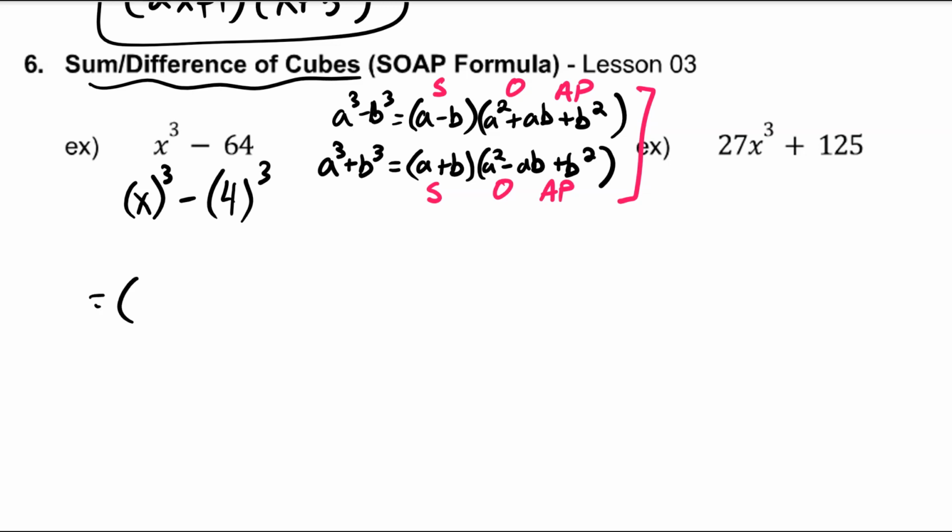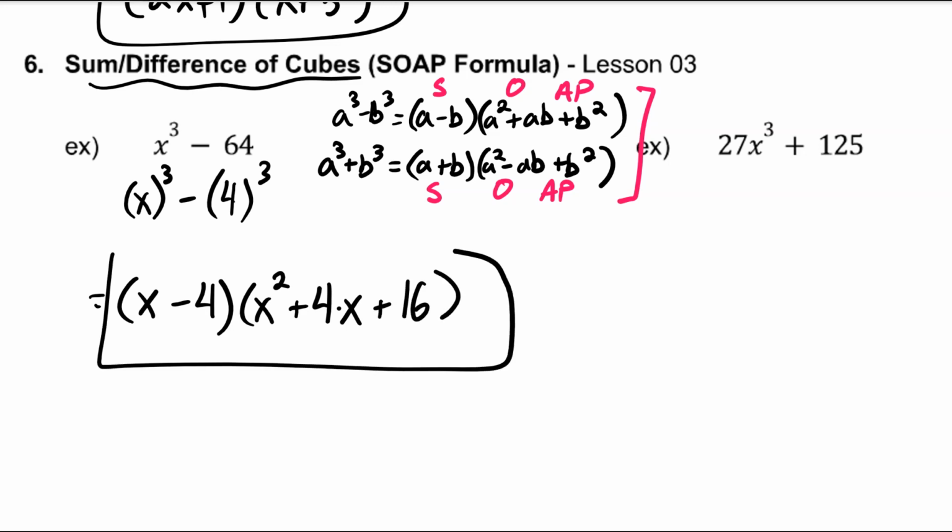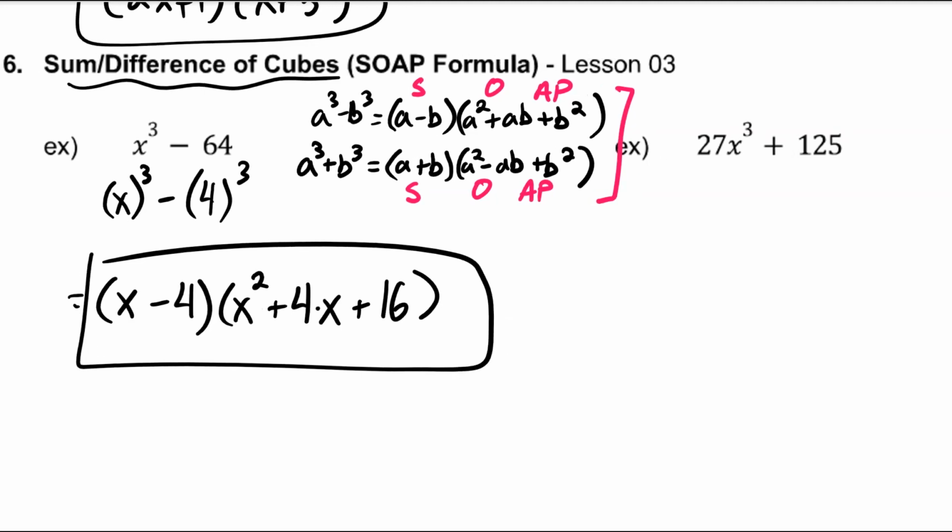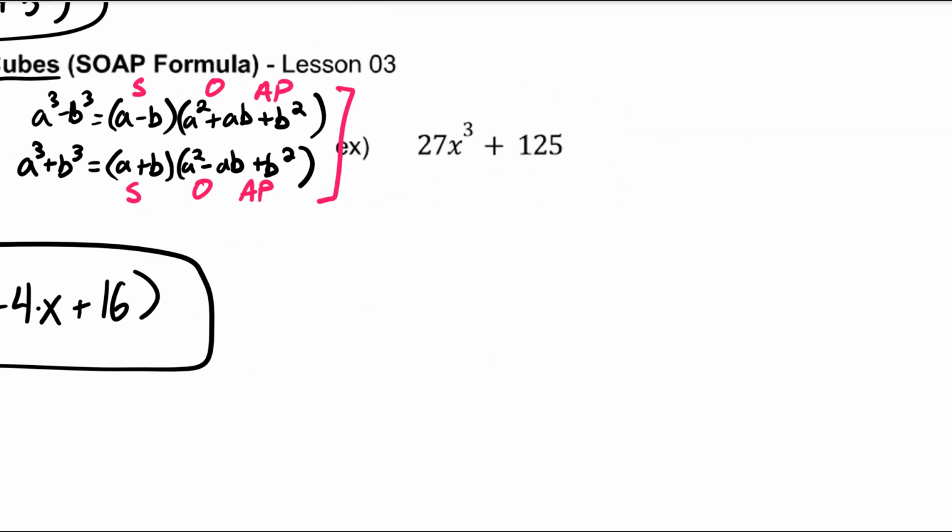So when I substitute in, x minus 4 times x squared plus 4 times x plus 4 squared, which would just be 16. And you'll never be able to factor further with a sum or difference of cubes. So even though that's a nice trinomial, it will never be factorable. So at least these will just be one step. Sometimes you'll have coefficients out in front too. It's not a huge problem.